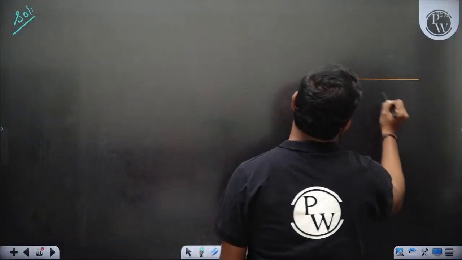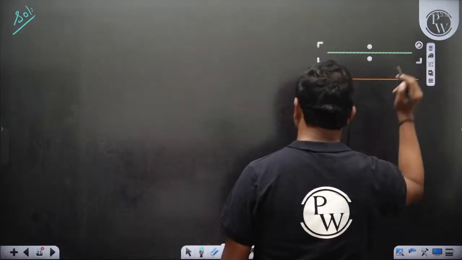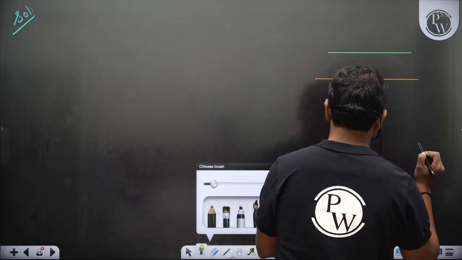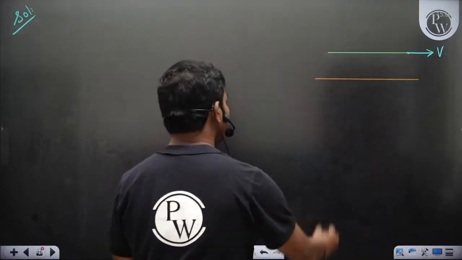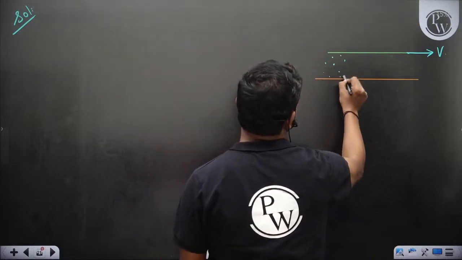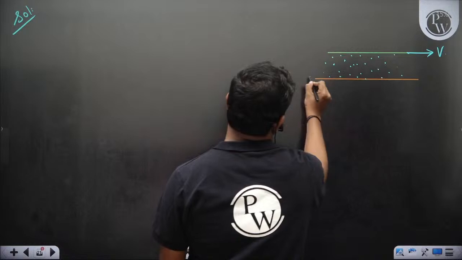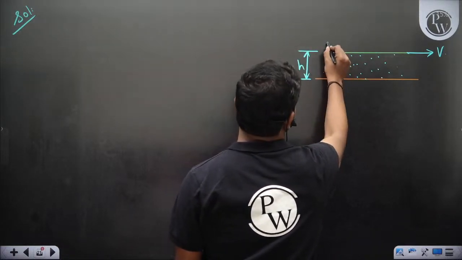If you see, you have a moving plate on the top. You are pulling it at a velocity v, and in between you have oil, some viscous oil. This h is known to you. Plate length is also known to you.